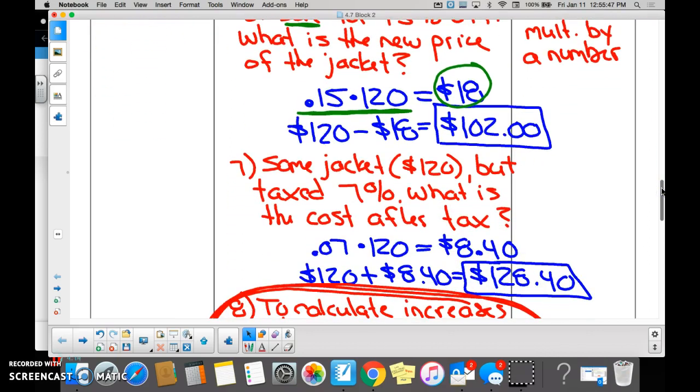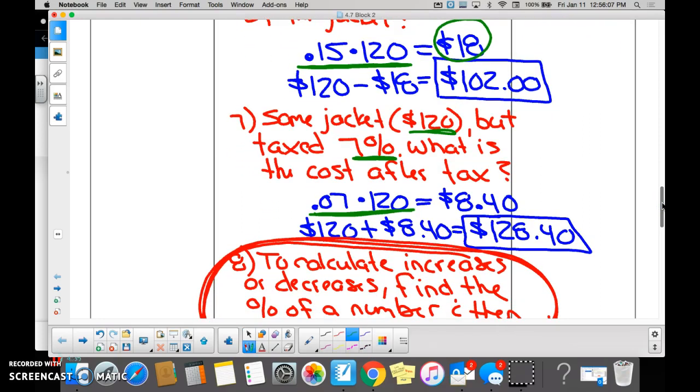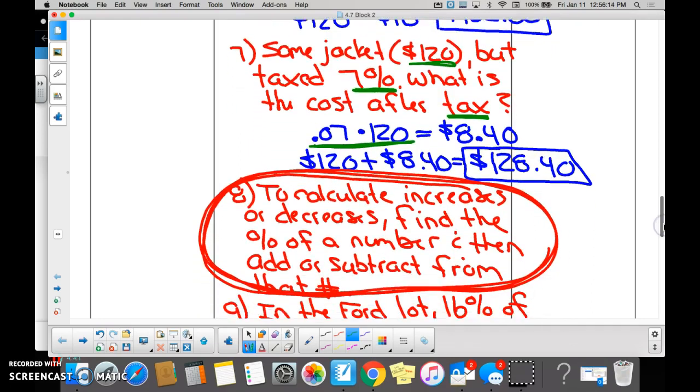Okay, same jacket, $120, taxed at 7%. I'm finding 7% of what? $120. So 0.07 times 120. We change our percent to a decimal. Remember, percents are what? When I say percents are weak, everyone say that. Percents are weak. You can never, ever, ever calculate with percents. Okay? And then once we got $8.40, do we add it or subtract it? Add. Because we're talking about tax.